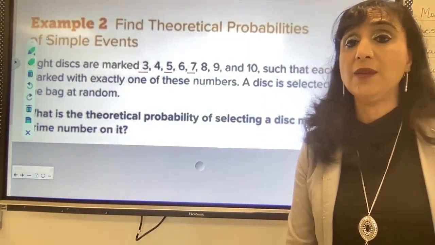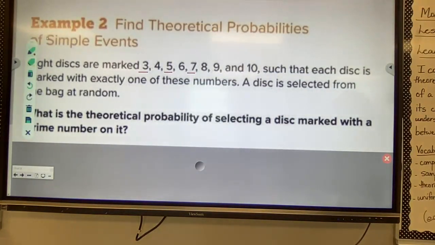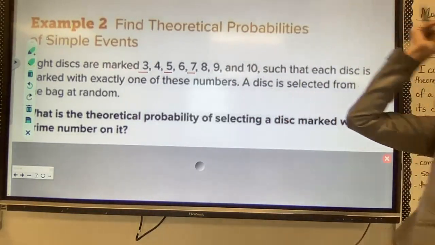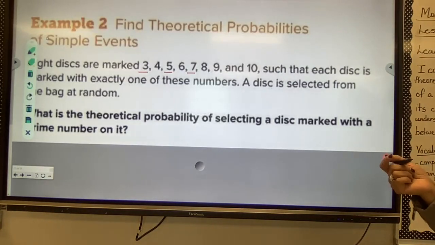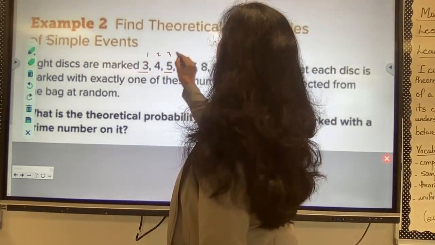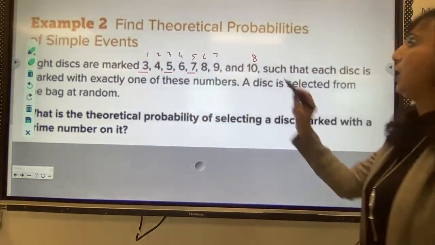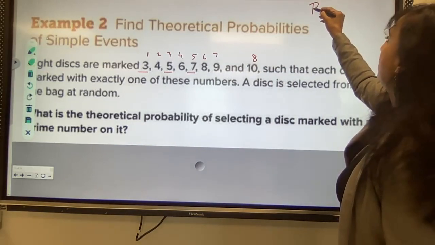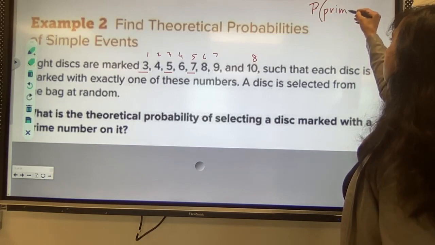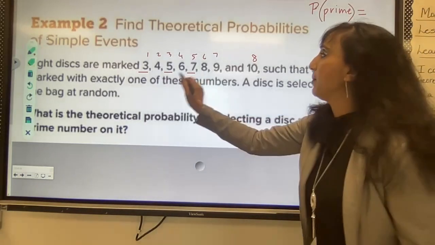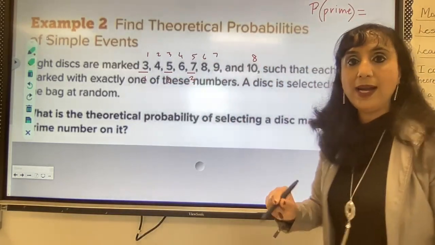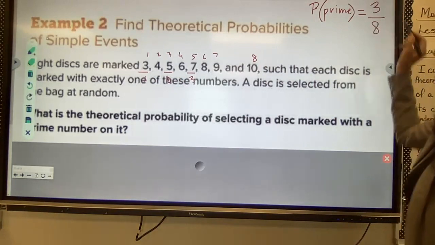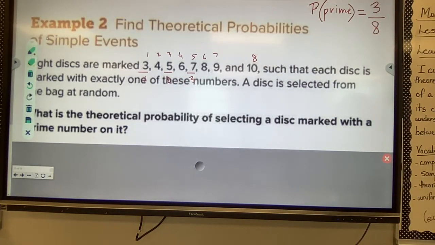So if it's talking about the theoretical probability of selecting a disc marked with a prime number on it, we are going to look at, there are 3 prime numbers. And then I'm going to look at what is the total number of numbers here. So I have 1, 2, 3, 4, 5, 6, 7, 8. So I have a total of how much? 8. So therefore, the probability of a prime number is equal to, how many prime numbers did I have? 1, 2, 3. So 3 prime numbers out of a total outcome of 8, which is the sample space.